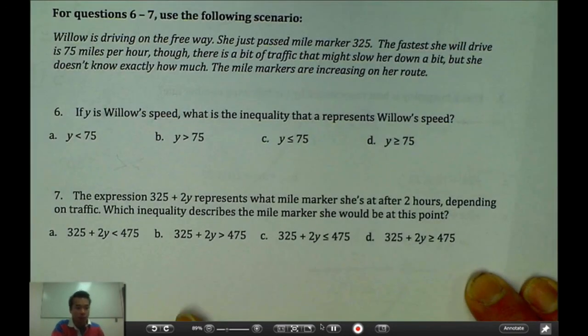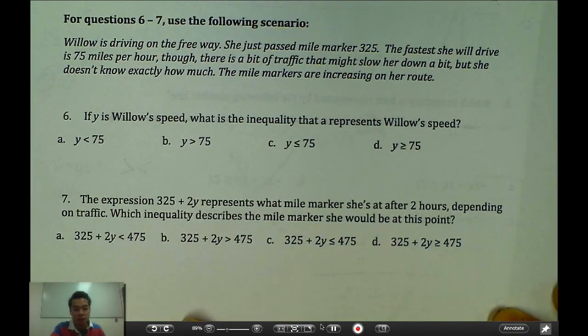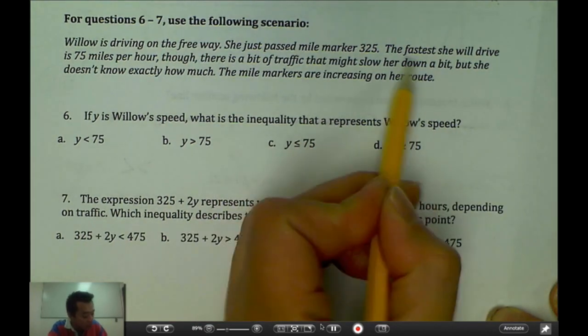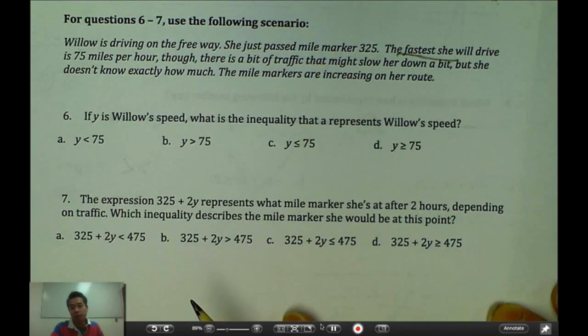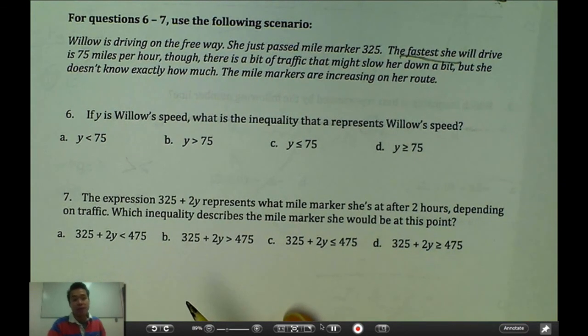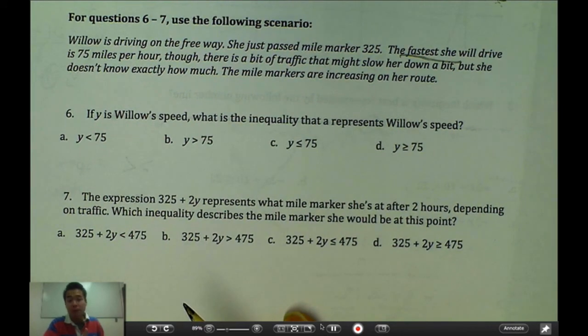And then this one. For this question, you're just dealing with Willow. Willow is driving on the freeway. She just passed mile marker 325. The fastest she will drive is 75 miles per hour. Though there's a bit of traffic that might slow her down a bit, but she doesn't know exactly how much. The mile markers are increasing on her route. This is the fastest she will drive. The fastest she will drive is 75 miles, but there'll be times when she slows down. So she's not going to go above 75, but she may go below 75 sometimes.